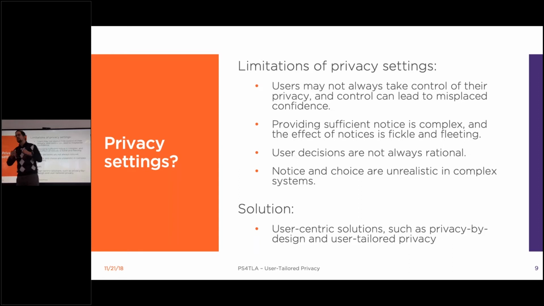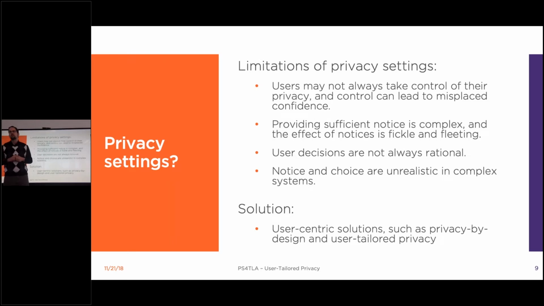Another problem there is that even if you force people to really read these privacy notices, their effect is actually rather fickle and fleeting. Usually after a minute, they've already forgotten what's really in these policies, even if you ask them to read it very carefully. And then finally, even if you get people to actually make informed, or what you would hope would be informed, decisions regarding their privacy, it turns out that these decisions are not always rational, and they're actually influenced by external influences that shouldn't be influencing their privacy decisions. And so because of this, in modern information systems, including most modern learning systems, the idea of giving people notice and choice, of having to manage their own privacy through settings, is somewhat unrealistic, because it's just too complex for people to deal with.